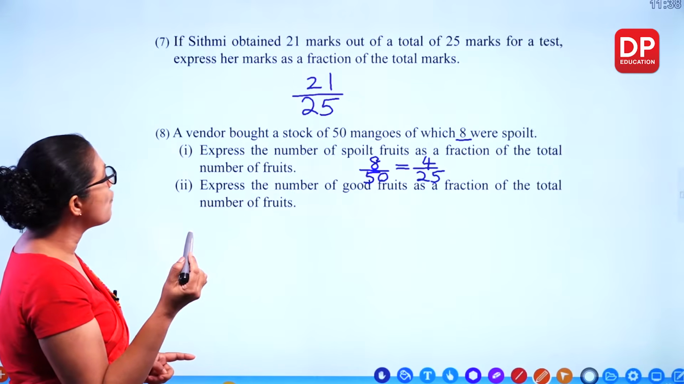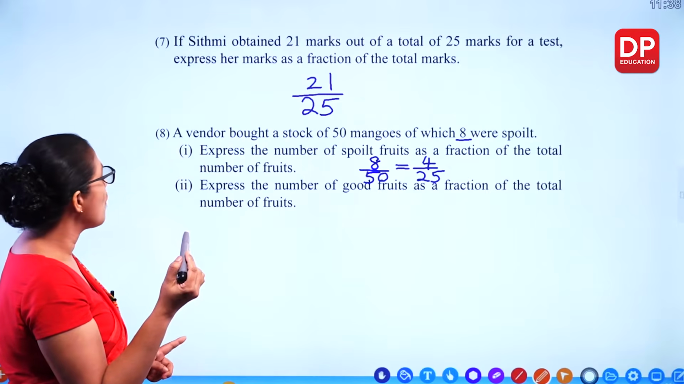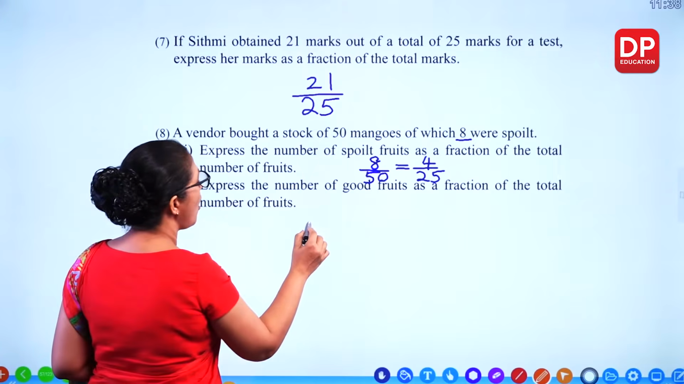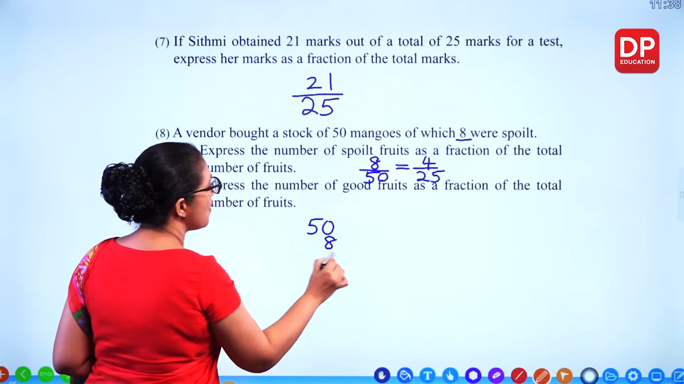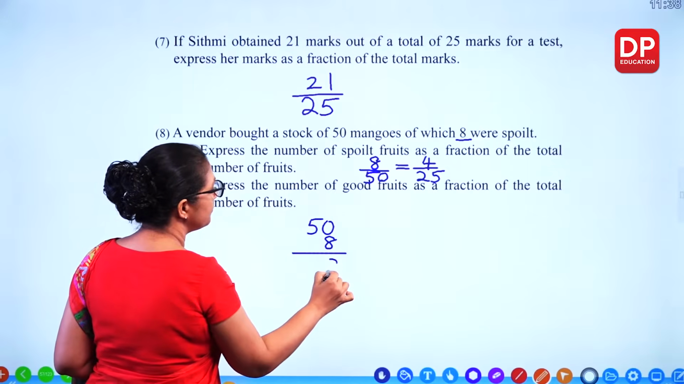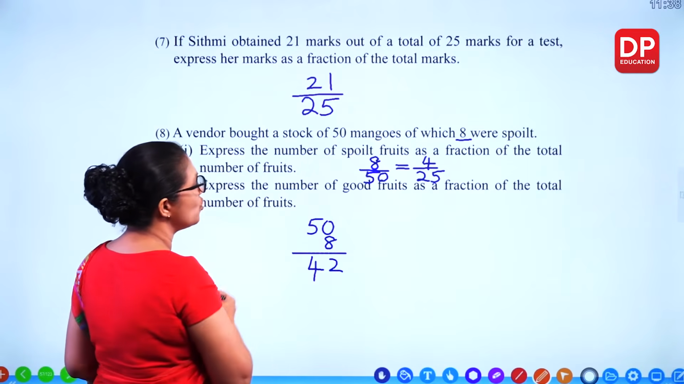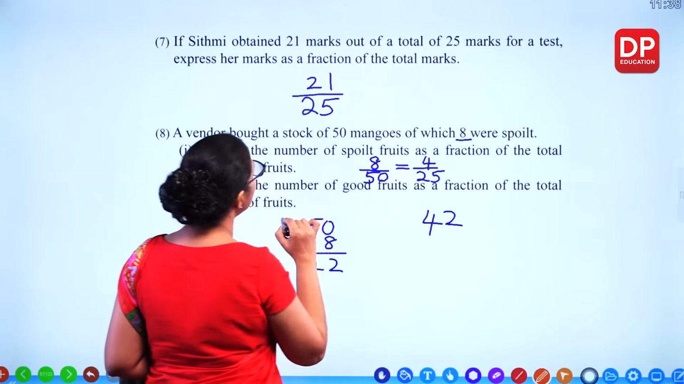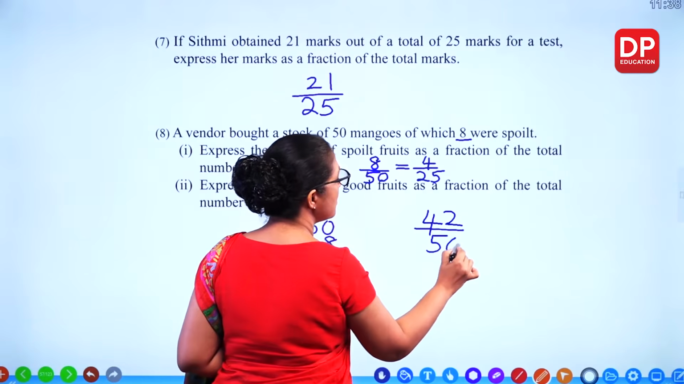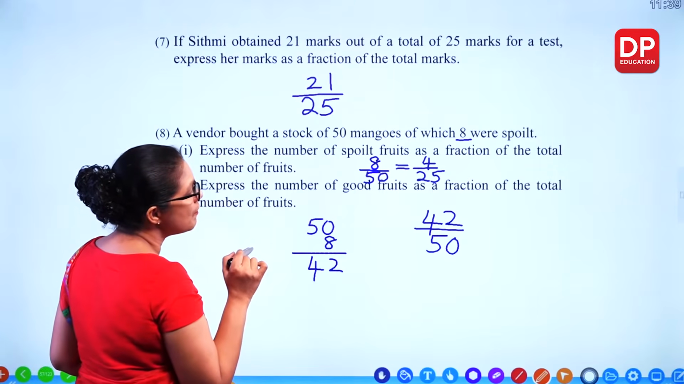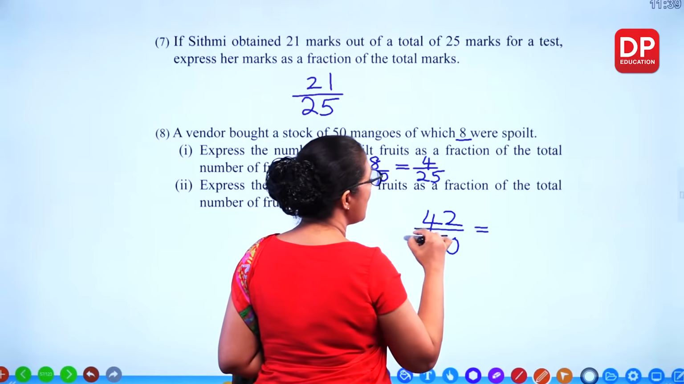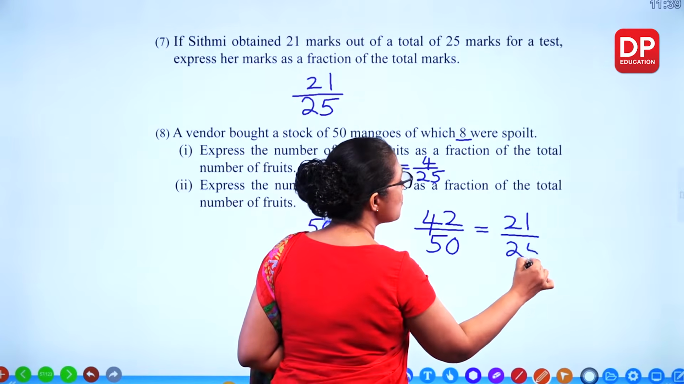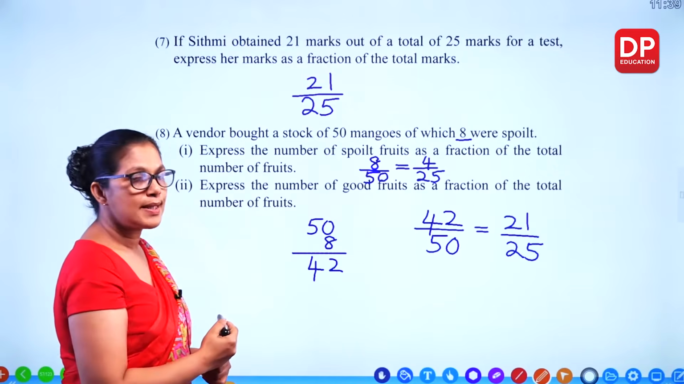Then express the number of good fruits as a fraction of the total number of fruits. So 8 spoiled. So how many good ones are there? You subtract 8 from 50. 42. So 42 good mangoes are there out of 50. So simplify. You can divide by 2. 21 over 25. That's the lowest term.